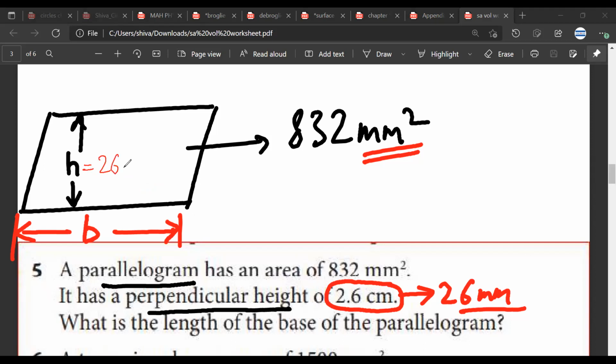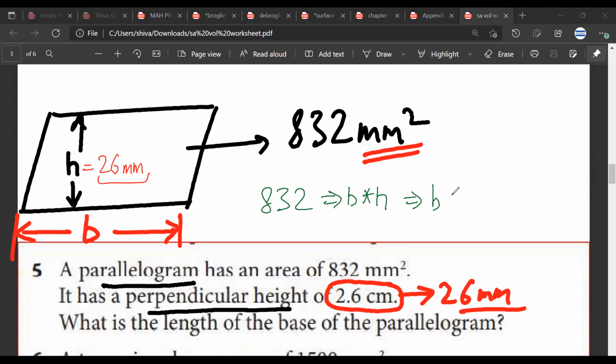Mr. Sarthak is not there. So 26 millimeter. Okay. What should I do next, Satya? So we have to divide 832 divided by 26. So the answer would be 32. So 832 is equal to length into breadth. Sorry. No. Base into height. Mr. Satya, is it correct? 832 is equal to base into height.